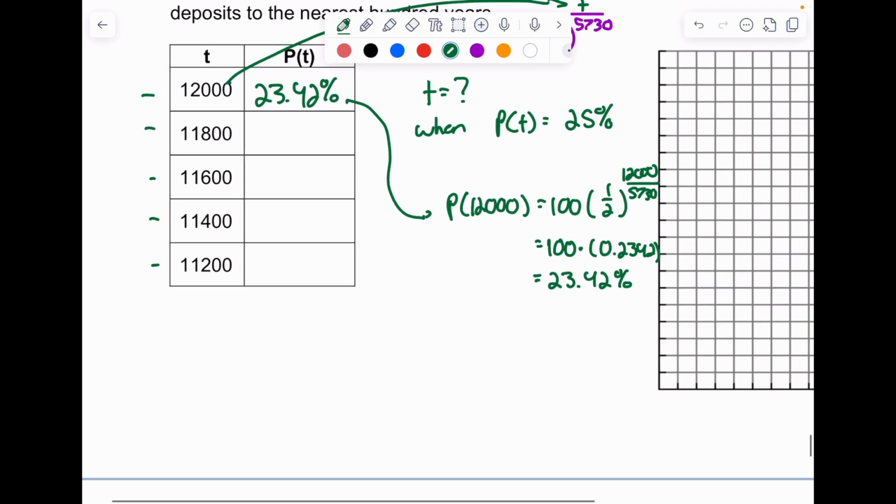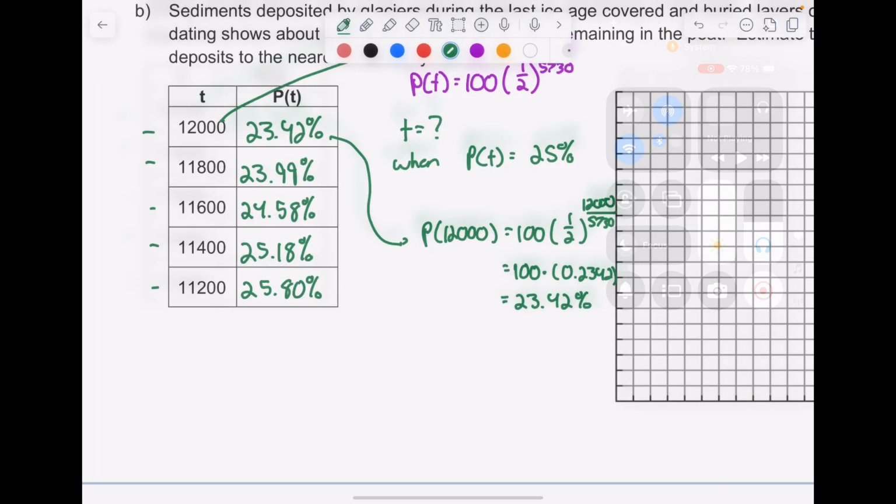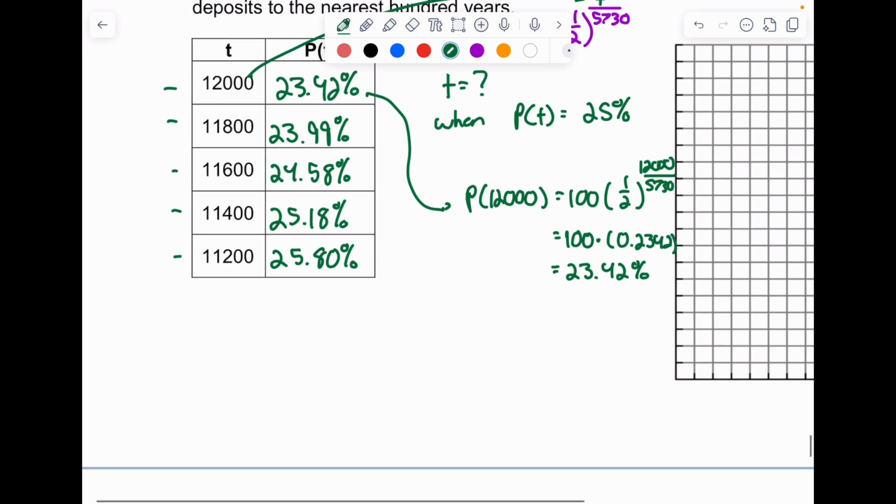So I'm going to pause the video for a second just so you don't have to see me do the math. Okay, so I'm back and there is our chart filled in. Just so you don't have to watch me plug in the calculator, because at the end of the day, this is just calculator work.